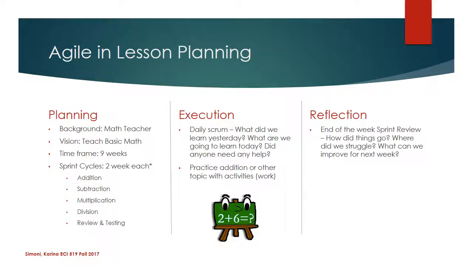At the end of the week or the 2-week cycle, you're gonna have a sprint review. How did things go and how did we struggle? What can we improve for next week? I want to ask my students, what wasn't working? Was I explaining it in a way that you were not understanding? How can I do it better? Do you need more pictures? Do you need to use more physical items like adding beans or marbles, different things like that? How can we improve? And where did we struggle? Do we need to reprioritize and focus on that topic more?